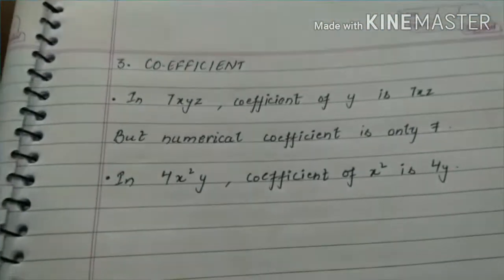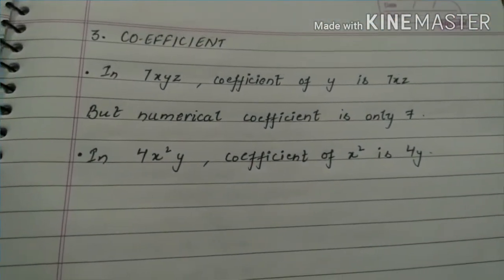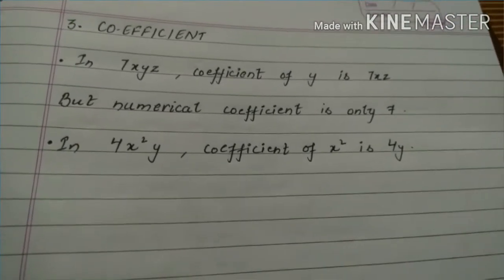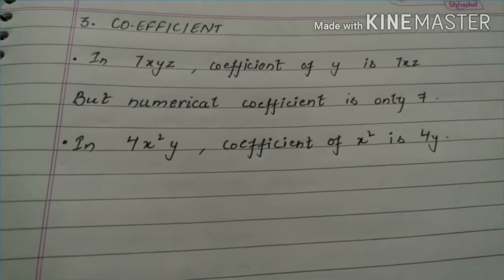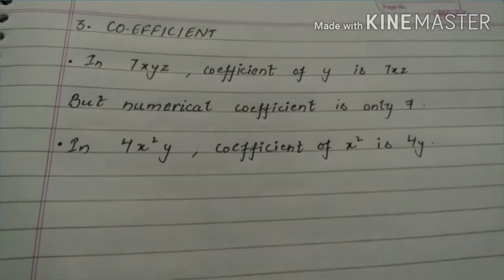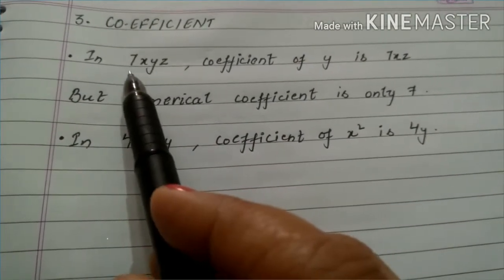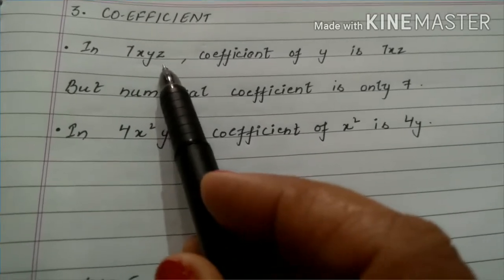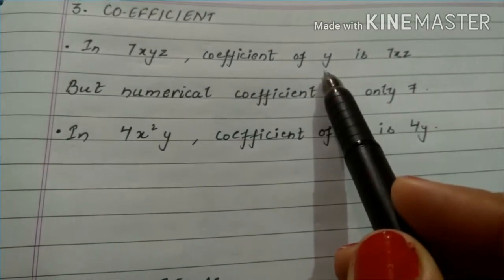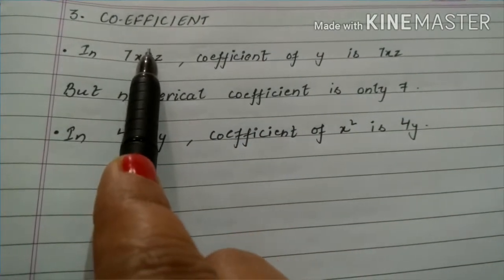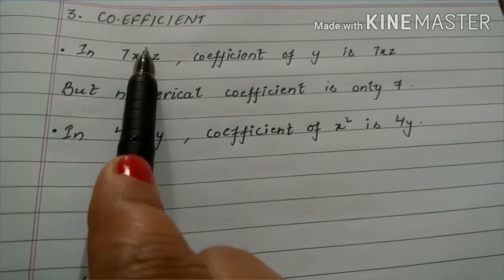Similarly, moving ahead, I'm going to explain the next term, which is coefficient. So how to find out the coefficient of a variable? Let's take an example directly. In this term 7xyz, if I ask you to find out the coefficient of y, what will you do? You just hide y only, and the rest of the things will be your answer.